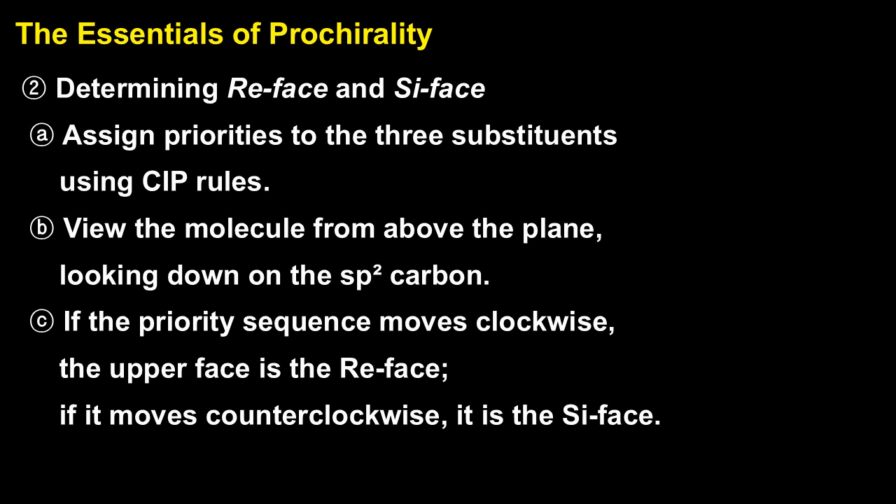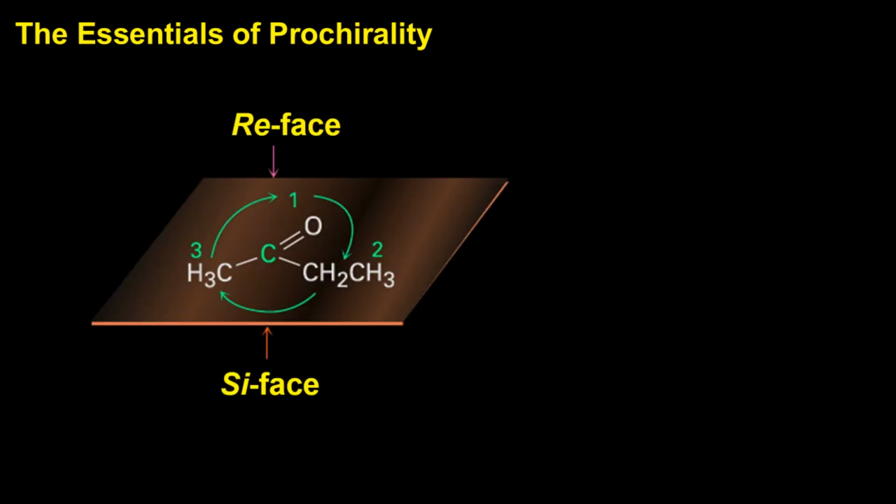It's a really helpful trick that lets us predict which side a reaction might happen on, especially when we're dealing with flat planar molecules. Now let's apply those rules to an actual molecule. In this case, we've got a carbonyl group along with an ethyl group and a methyl group, all attached to the same sp2 carbon. Using the CIP priority rules, we assign priority 1 to the carbonyl group since the double-bonded oxygen takes top rank. Priority 2 goes to the ethyl group, and the methyl group gets priority 3.